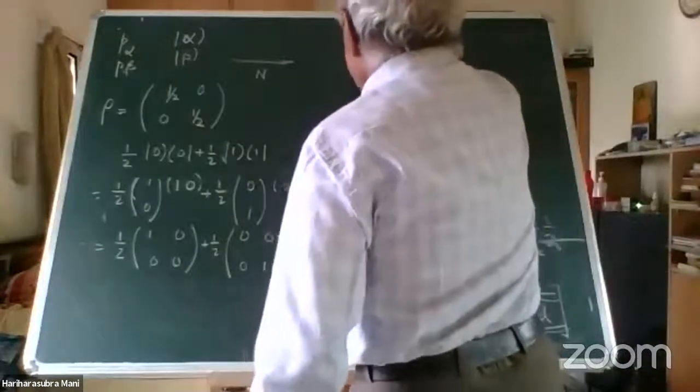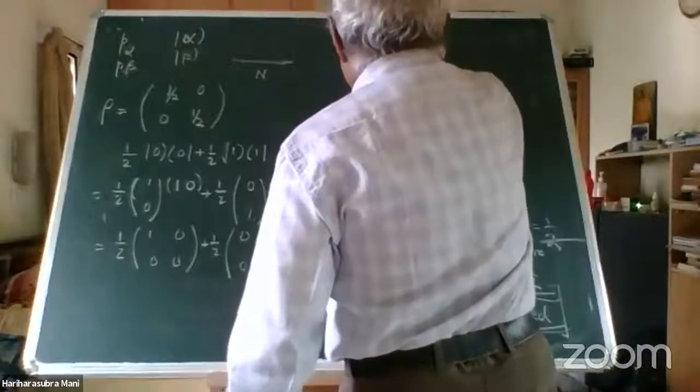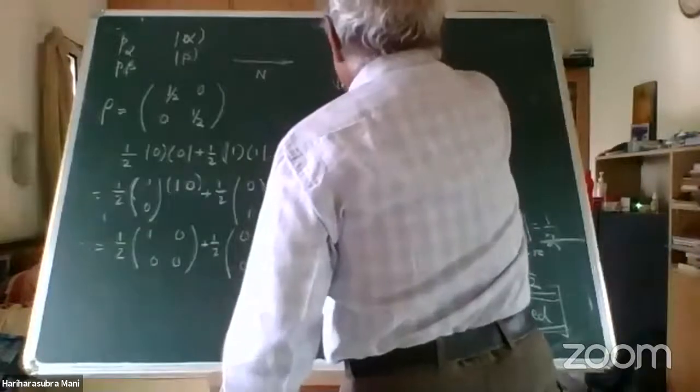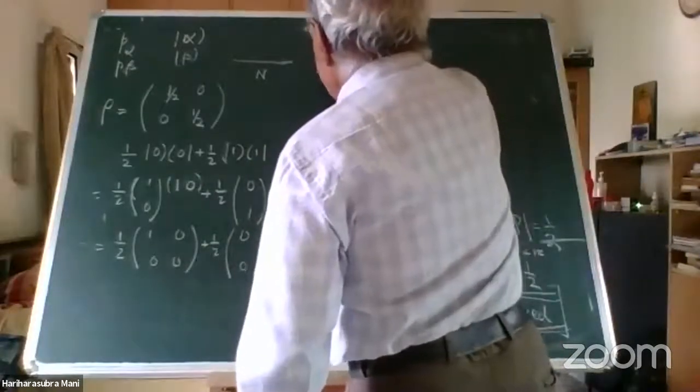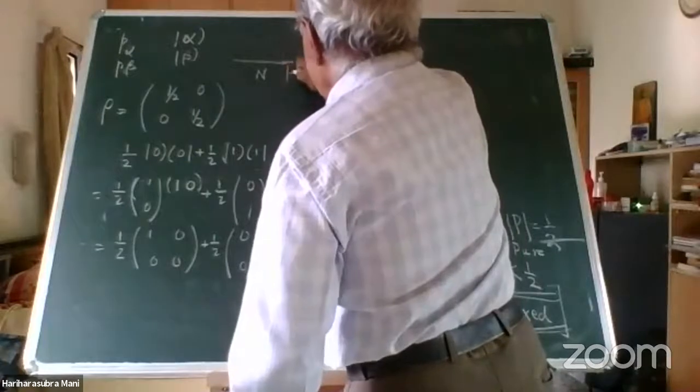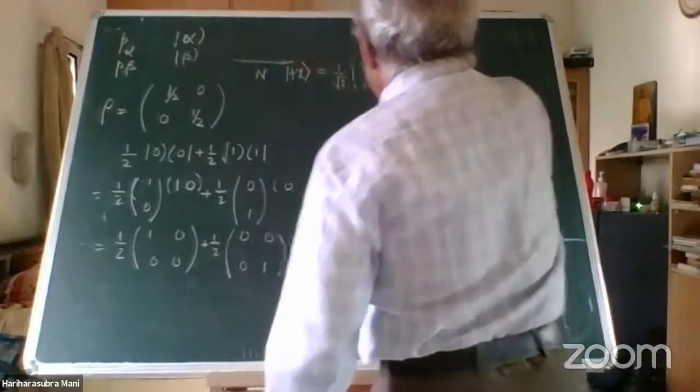But let me also look at the other one. 1, 1 over root 2. This is the eigenstate of sigma x. I had written down this yesterday.